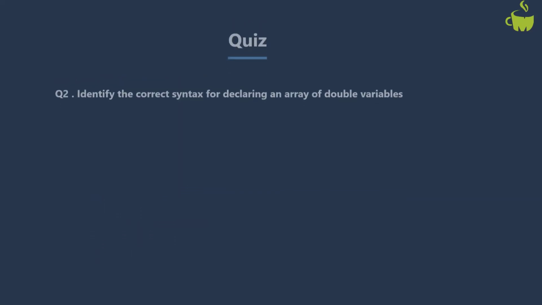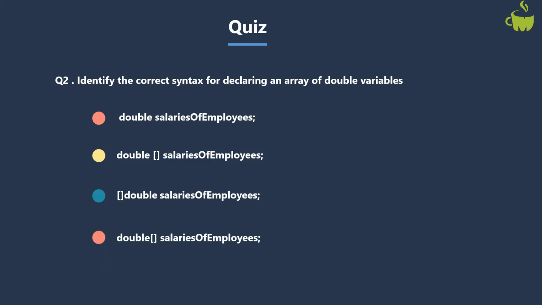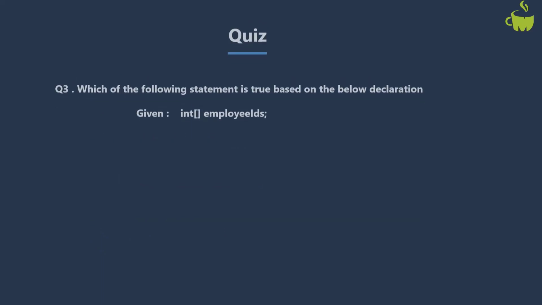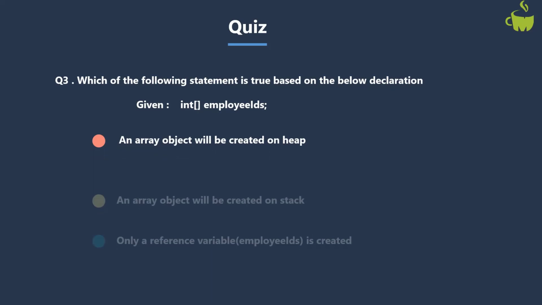Question number 2, identify the correct syntax for declaring an array of double variables, and here are the options. And question number 3, which of the following statements is true based on the below declaration? Given integer array employee IDs, and here are the options.